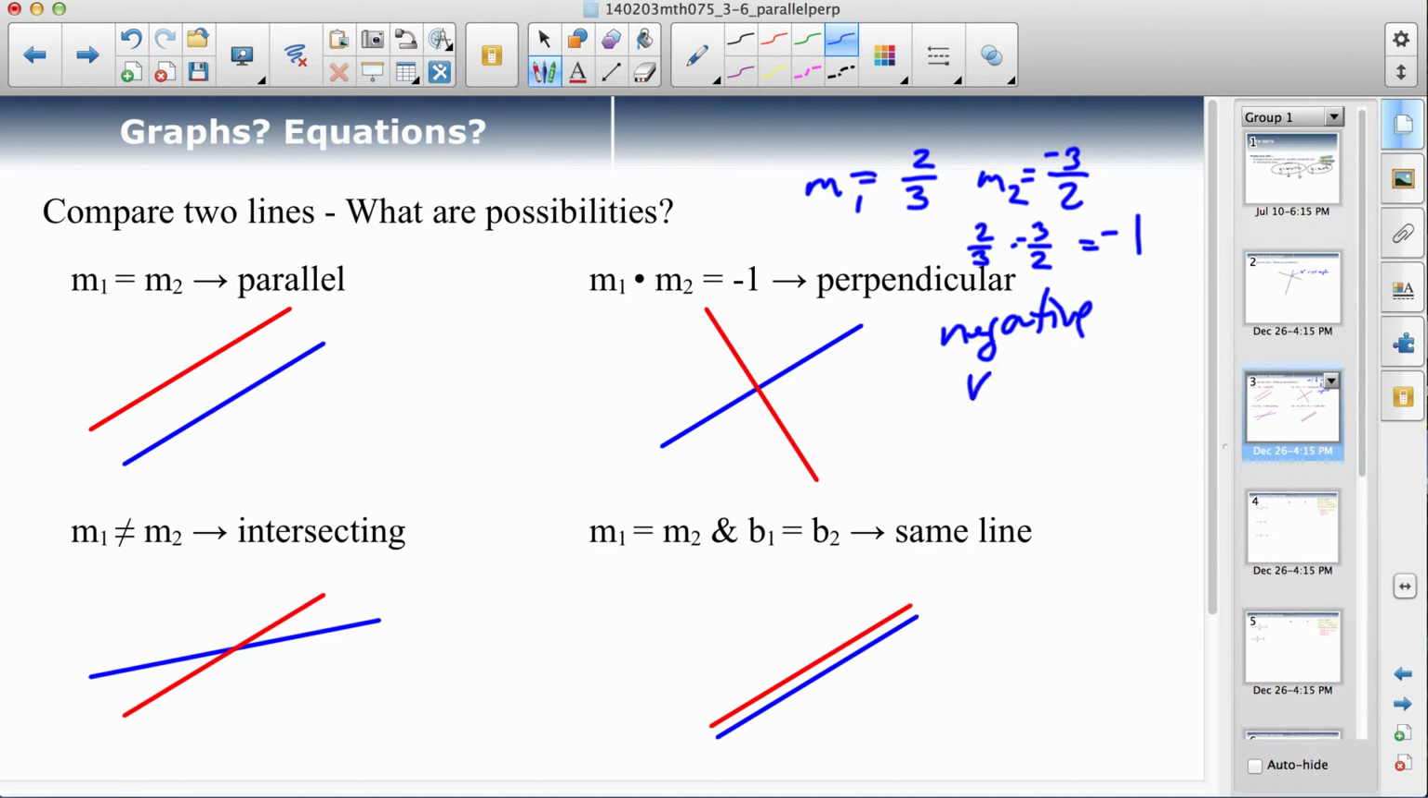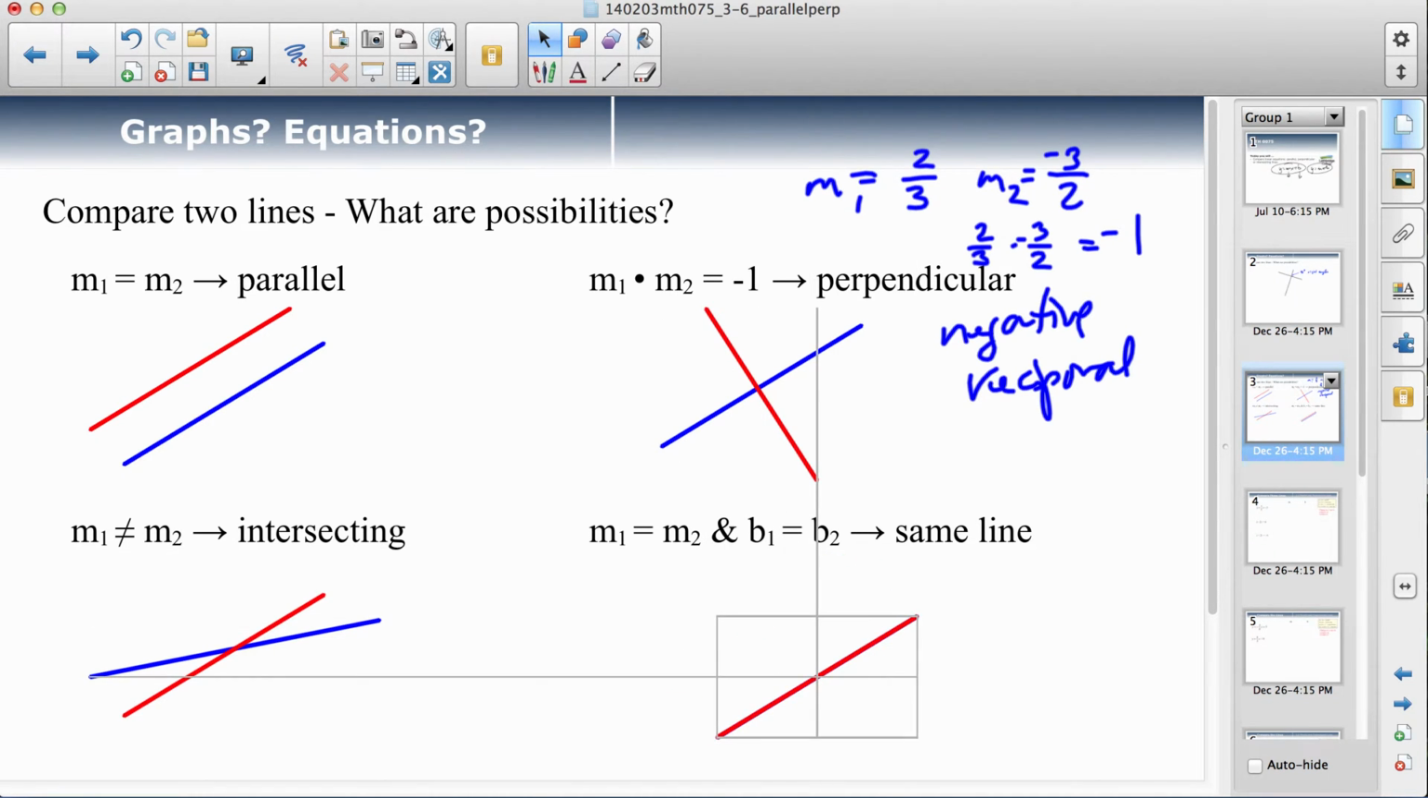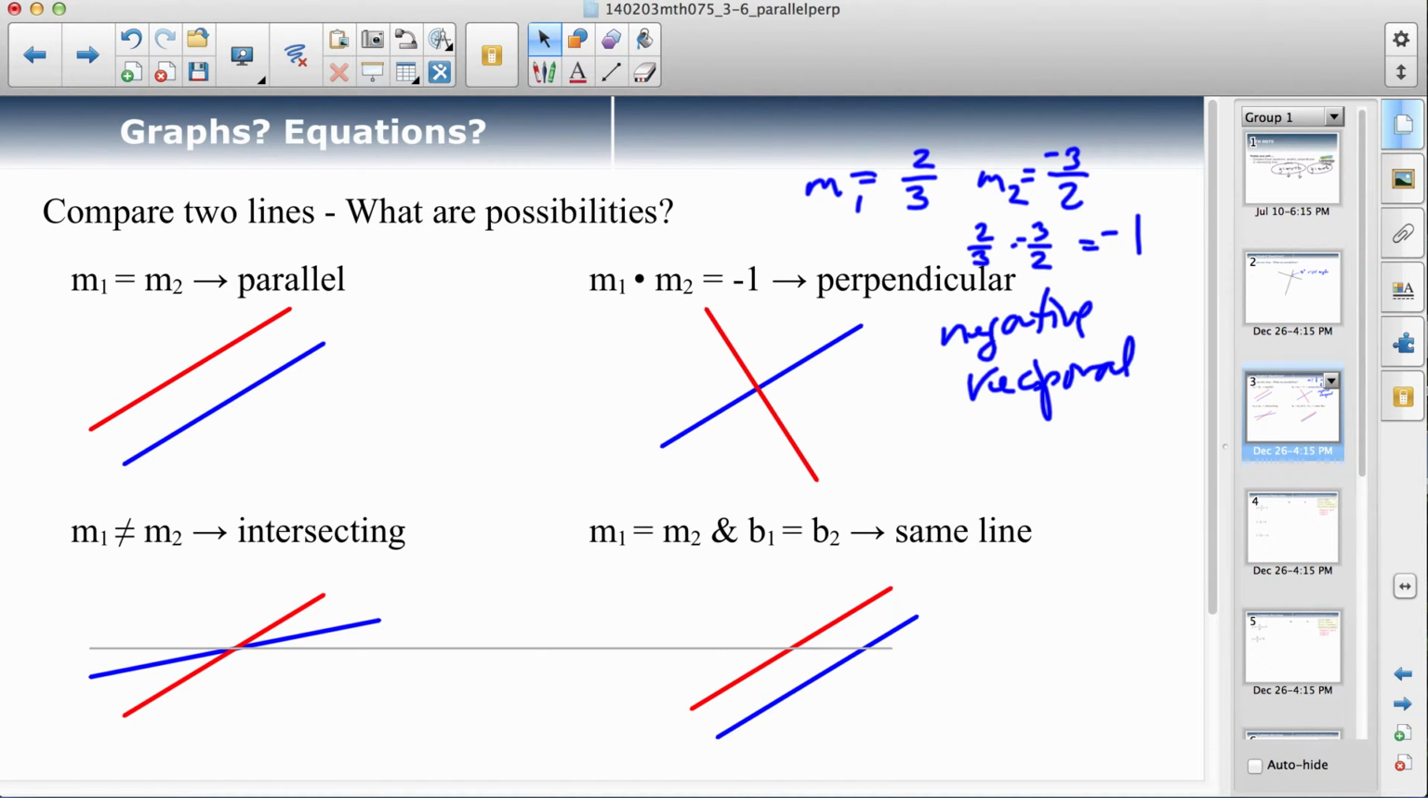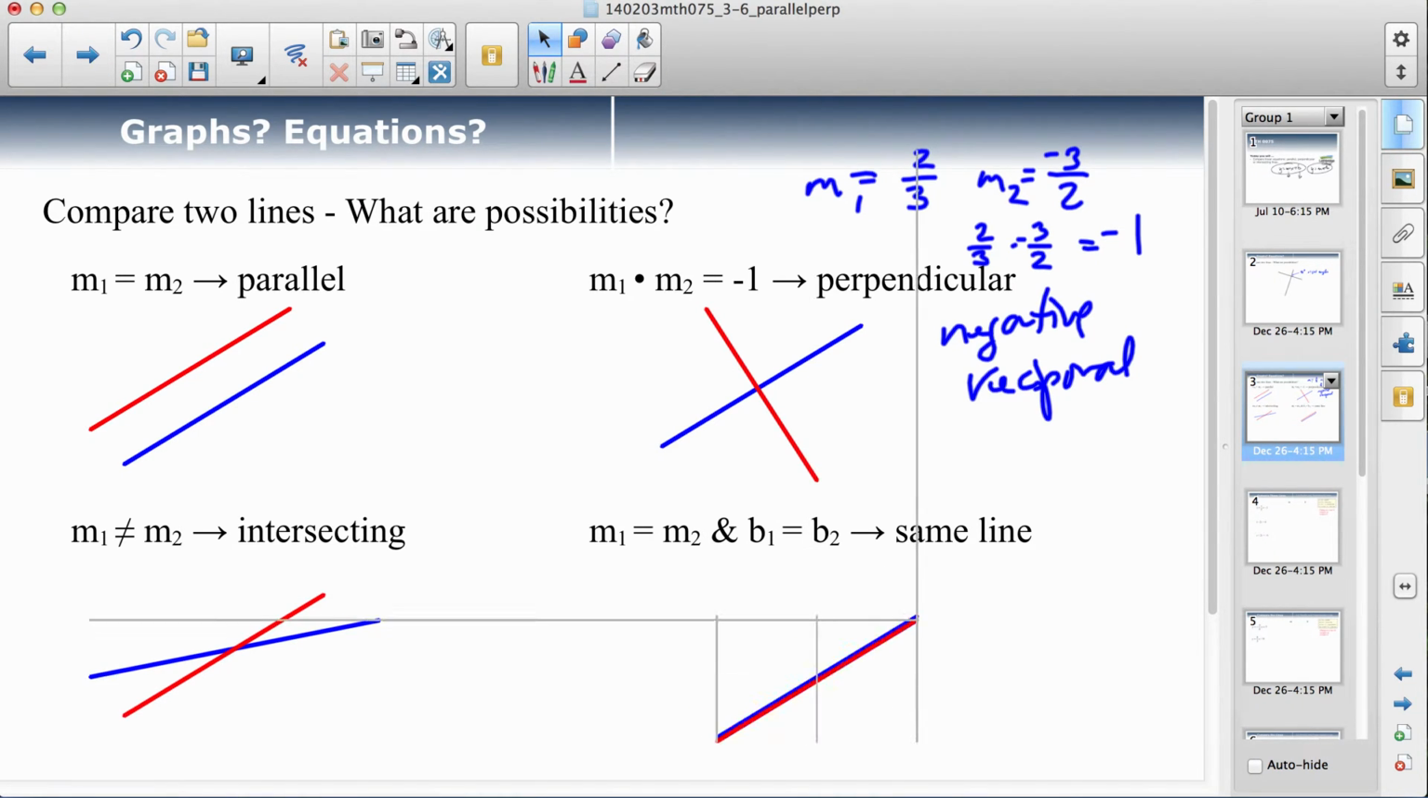Okay, negative reciprocal. Now the last thing that could happen if you have the equations of two lines is that they could be the same line. They're not parallel like this one or crossing, but they actually coincide and are the same line. You know that if the slopes are the same, that's sort of the same as parallel, but in this case the y-intercepts are also the same. If both of those are the same, of course it's the same line. If only the slopes are the same and the y-intercepts are different, then they're parallel lines.